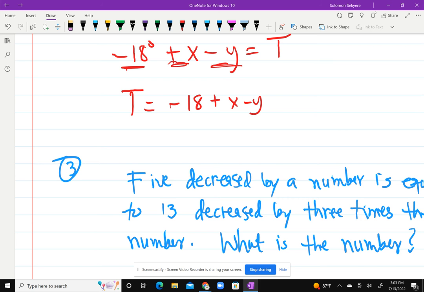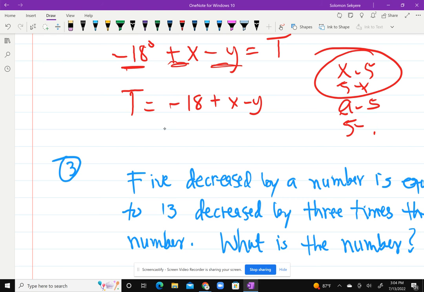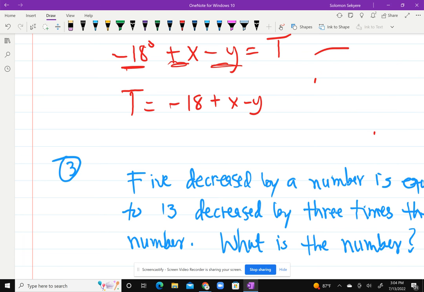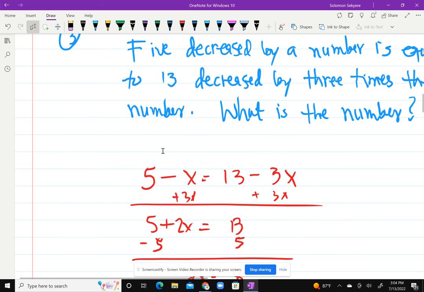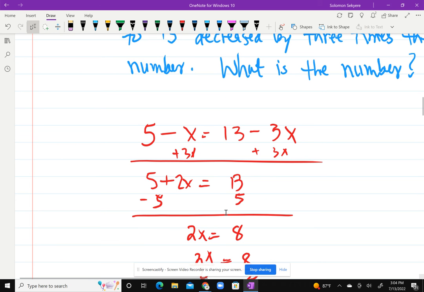So if we choose X, 5 decreased by a number. How do you write that? Is it X minus 5 or 5 minus X? If you make a mistake here, you get the question wrong. So understand that. It is 5 that we had, and we decrease the 5 by X. And it says equal to 13 decreased by 3 times the number. So now we have an equation with only one variable.